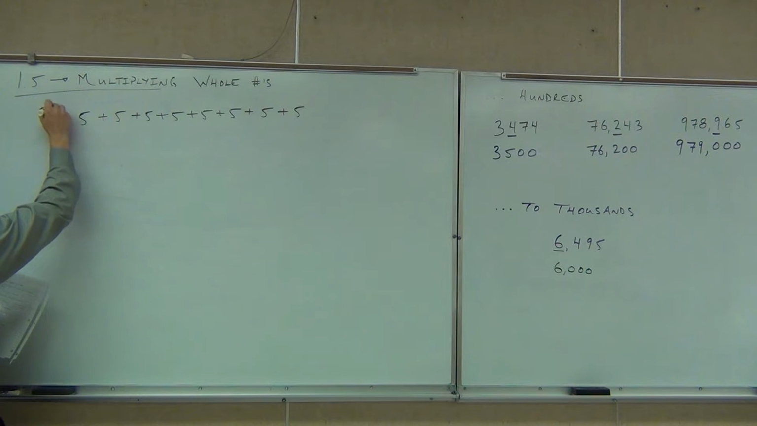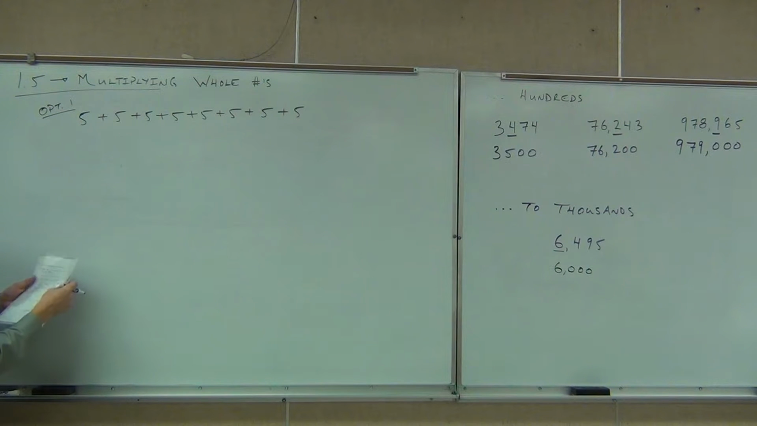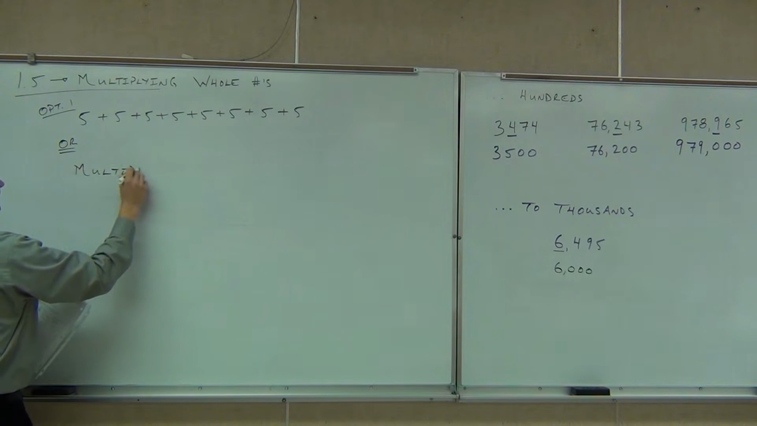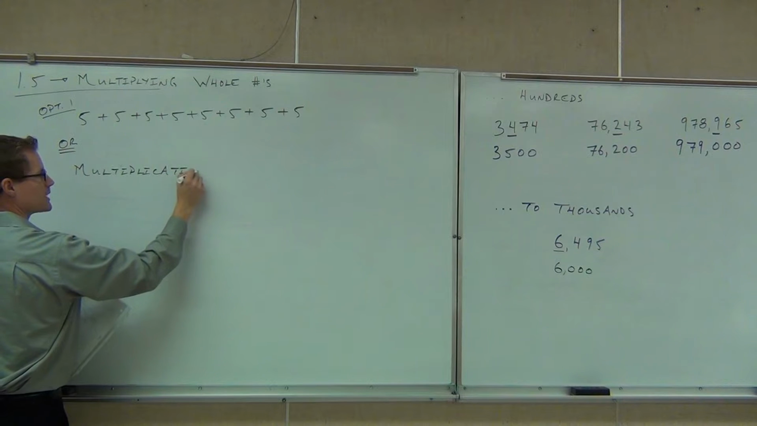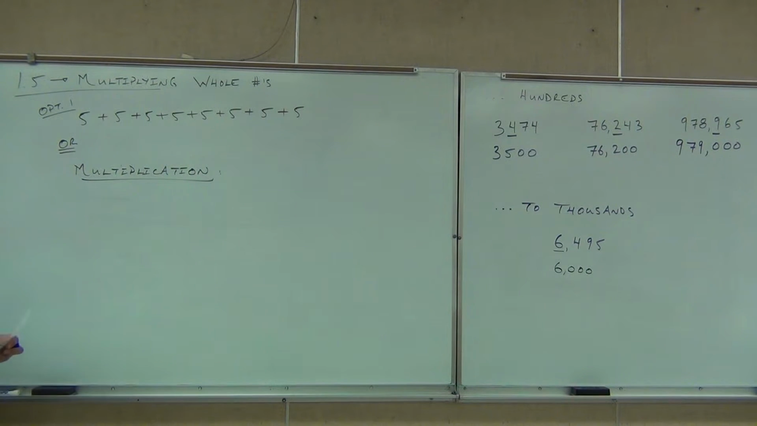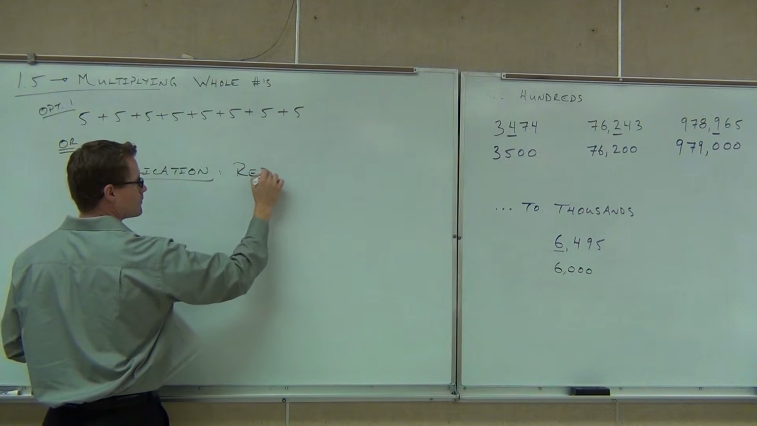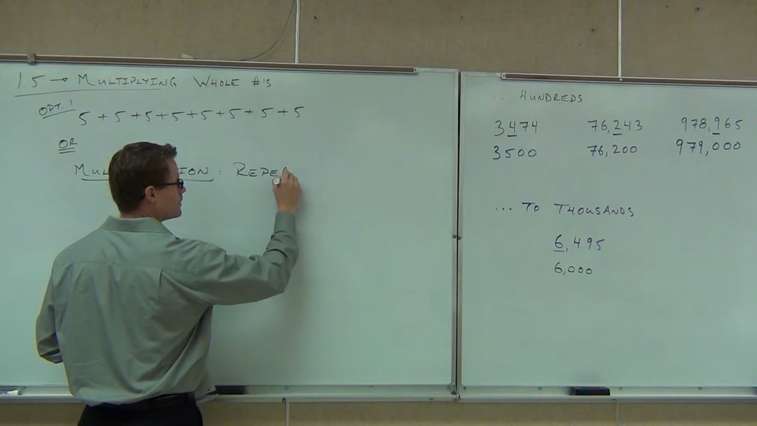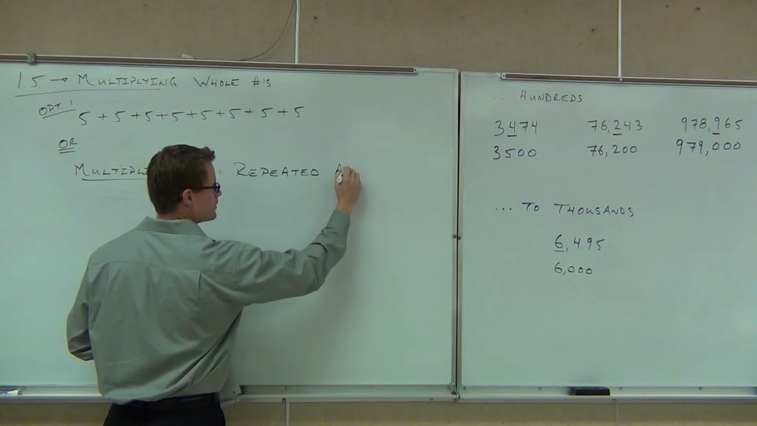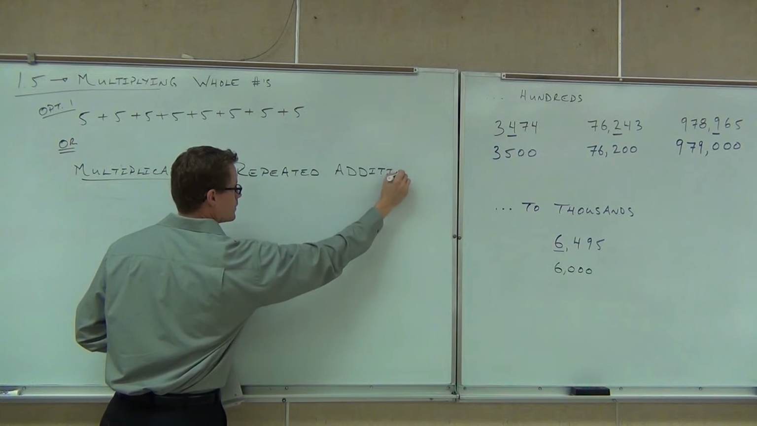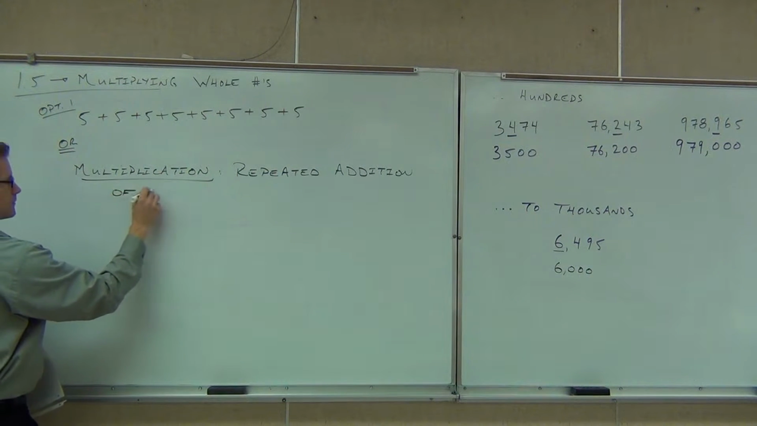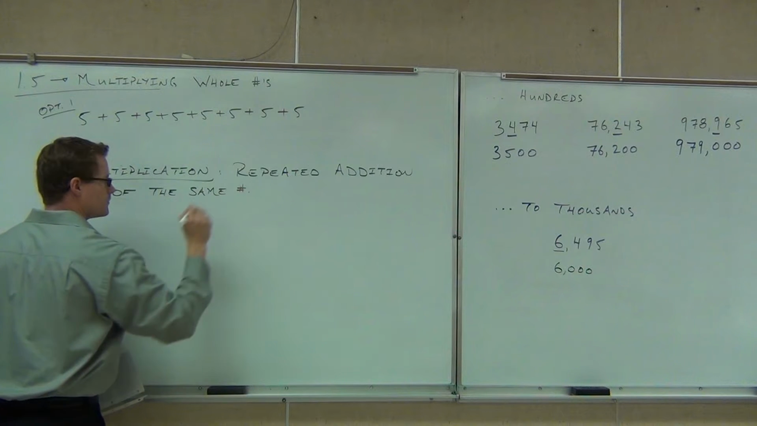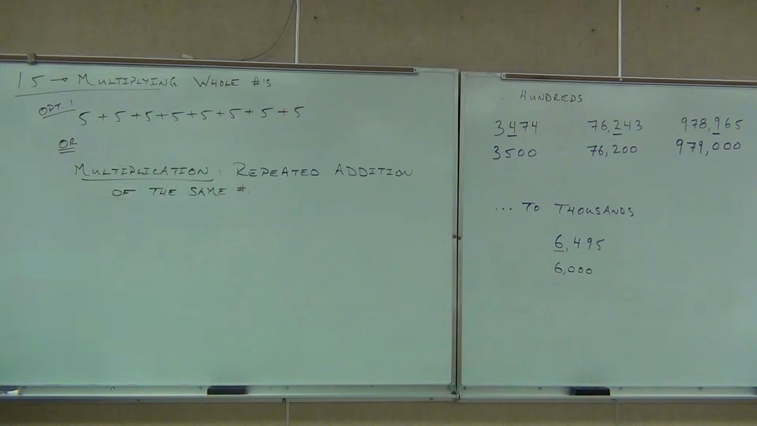So option 1, not so great. I mean, you could do it, it would give you the right answer. Or we could do multiplication. Again, how we get multiplication is simply repeated addition of the same number. And we have a way to represent that.